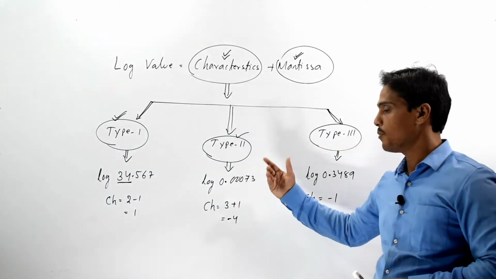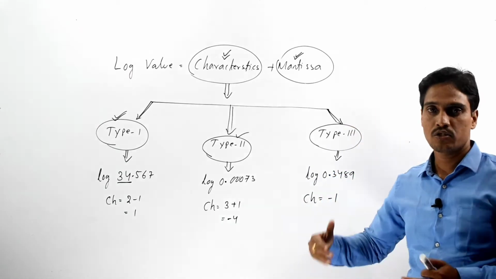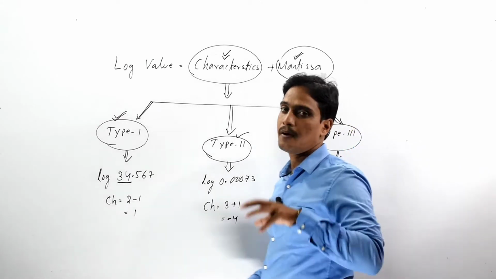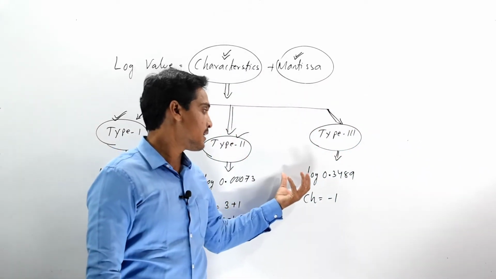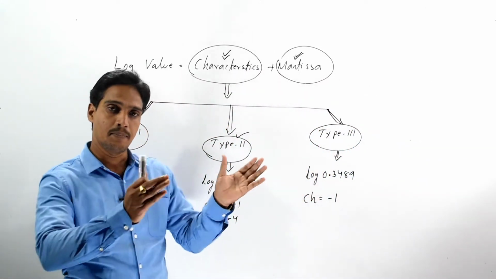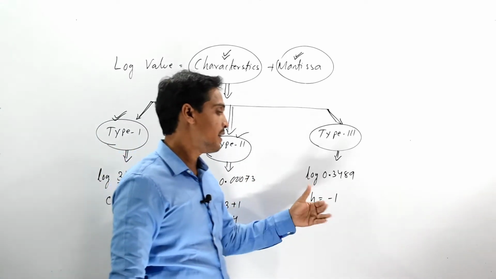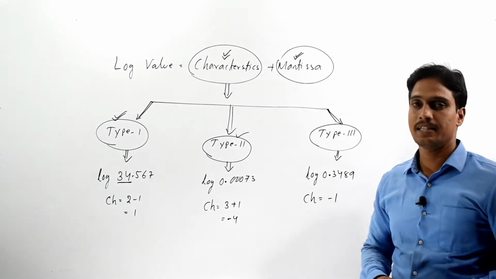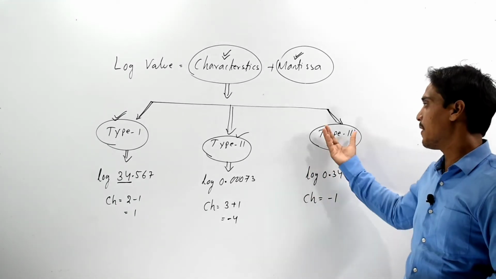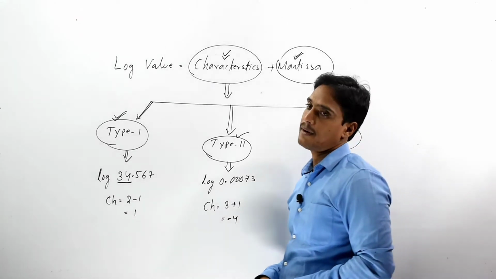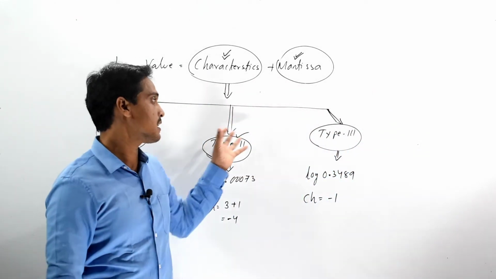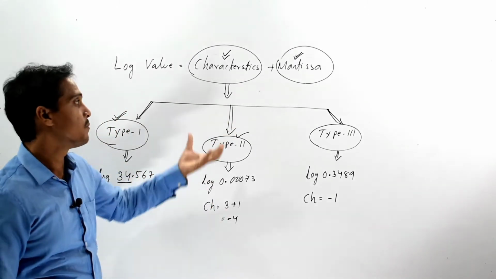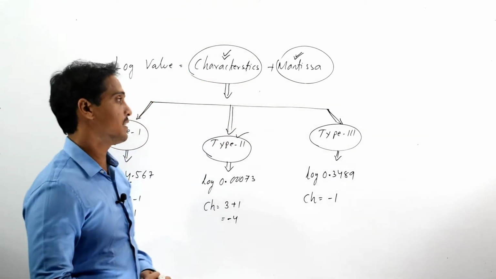0.0039, 0.0047, and so on. And the last category of our log value is where no digit is present before the decimal point, and also no zeros are present after the decimal point. In this case, our characteristic should be -1. So these are the three categories of log values for the calculation of the characteristic.